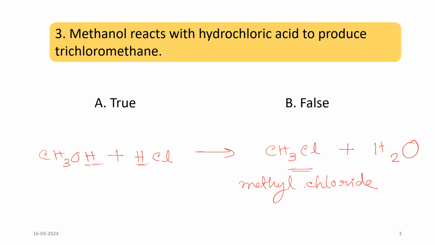So I have asked that methanol reacts with hydrochloric acid to produce trichloromethane. So this is not true. Trichloromethane formula is CHCl3. Also it is called chloroform. So the chemicals used here are the same in both cases, methyl chloride and chloroform, but you have to see this number. Okay, so 3 moles of chlorine is there here, and only 1 mole in CH3Cl. So both are different, so it is false.